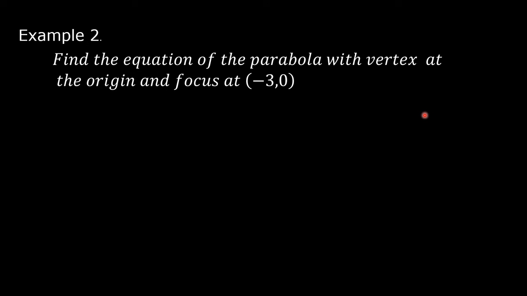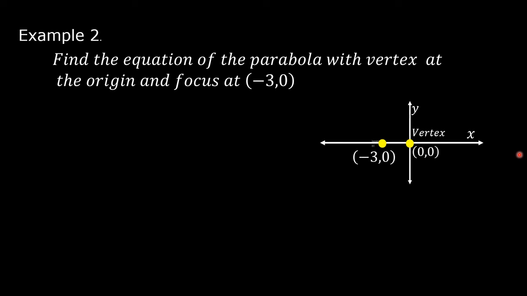Example number 2. Find the equation of the parabola with the vertex at the origin and focus at point negative 3, 0. Let us say this is the y-axis and this is the x-axis. This is the origin. It is the vertex of the parabola. The coordinates are 0, 0. This is the focus of the parabola with the coordinates negative 3, 0.